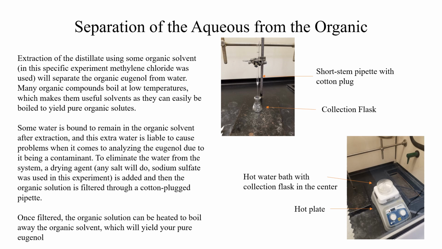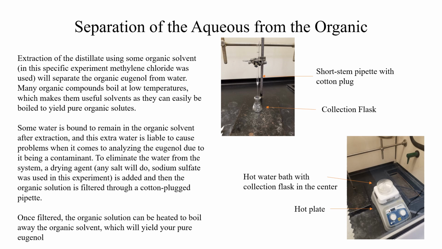So we put our distillate in a separatory funnel and perform an extraction with some organic solvent. In this experiment, we used methylene chloride, but anything that has a much lower boiling point than water will be effective. And swirl the funnel, and then drain your organic layer from the aqueous layer and collect it in a collection flask.